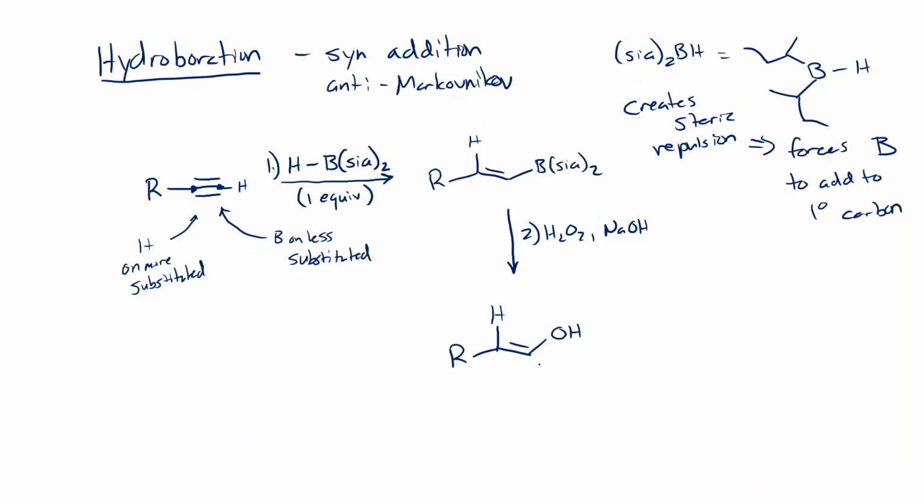This compound is interesting. This compound is both an alkene and an alcohol, right? This carbon is both things. It has an alcohol attached to it and it is part of an alkene. So we call this an enol, just combining alkene and alcohol, the two suffixes there. So this is an enol, and enols in general are not that stable.